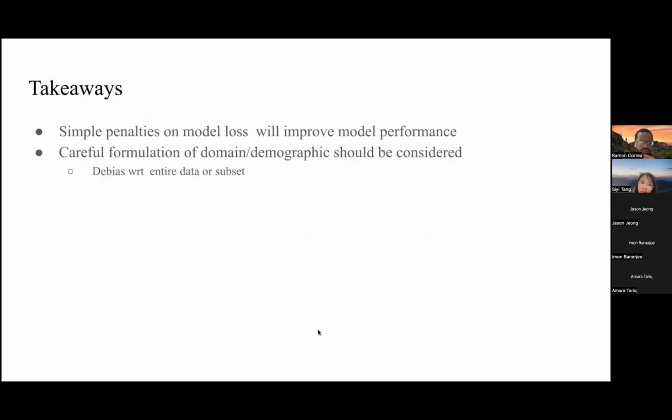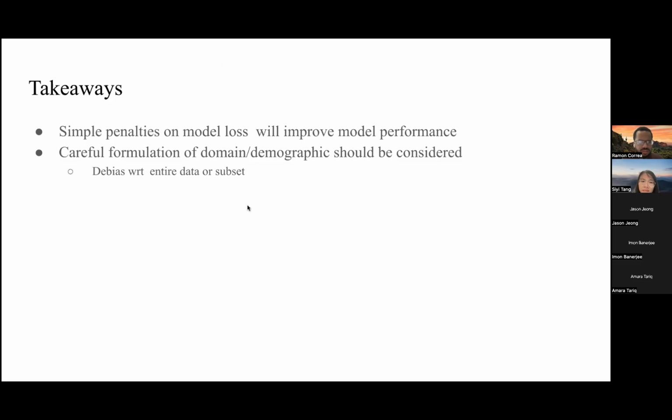And I guess here, the takeaways for these models would be that if you're just using simple loss functions, either the adversarial regularizer that we saw, or adding a penalty term on the correlation, we can see some improvement on overall performance. And we also have to be very careful on the debiasing step, on how we are balancing or which samples we're using to penalize the model. And that is what I have.